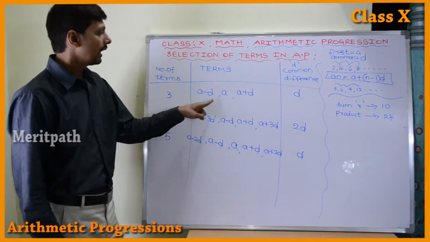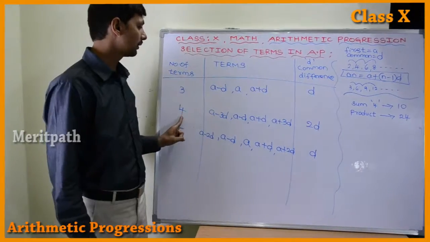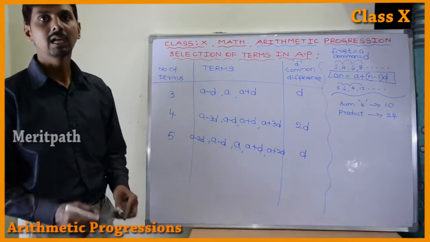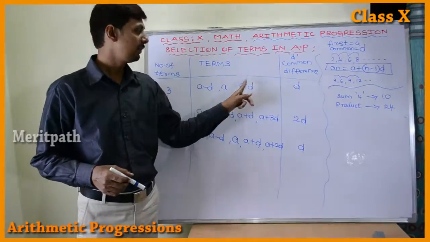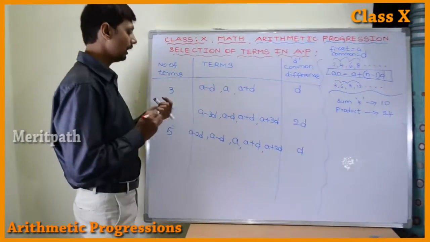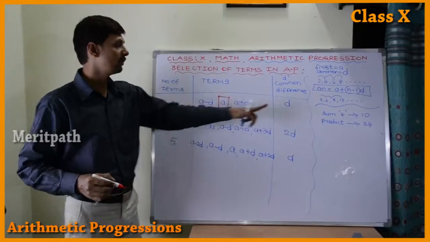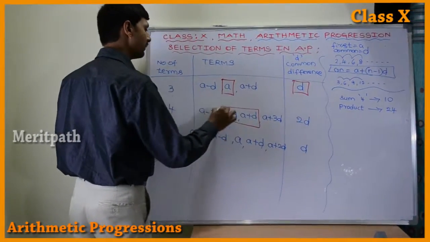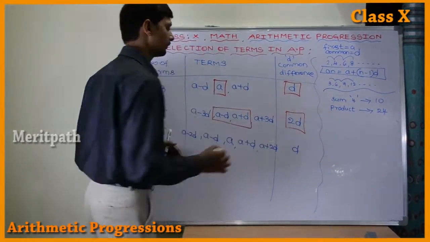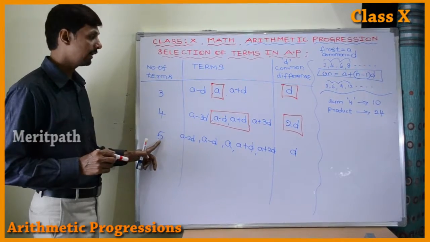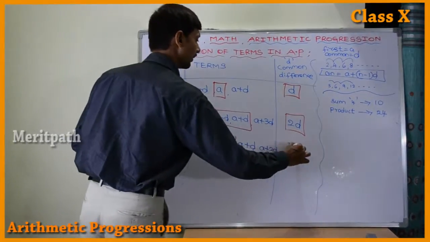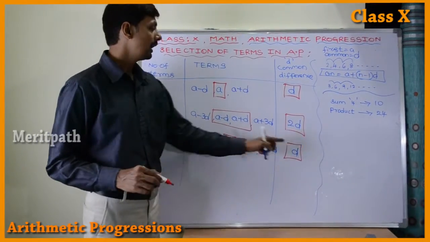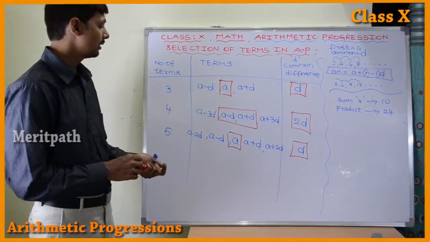So here we can observe, if the number of terms is 3, the common difference is d. If the number of terms is 4, the common difference is 2d. And if the number of terms is 5, the common difference is d. So finally we conclude that if the number of terms is odd, the middle term is a and the common difference is d. And if the number of terms is even, the middle terms are a minus d and a plus d, and the common difference is 2d. Similarly we can find for 6 and 7 terms also.